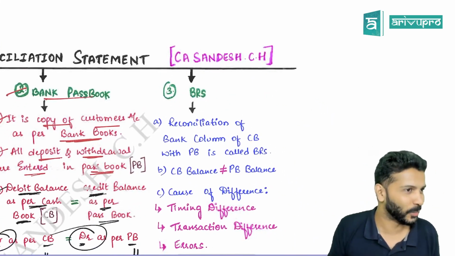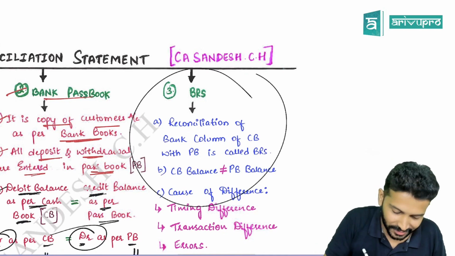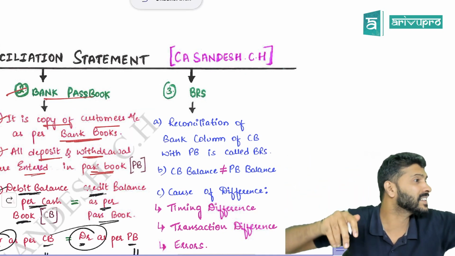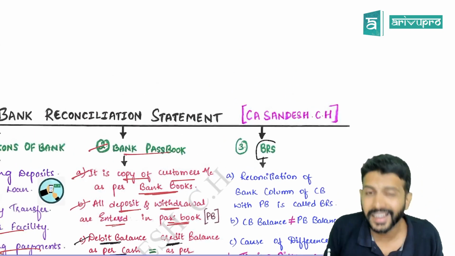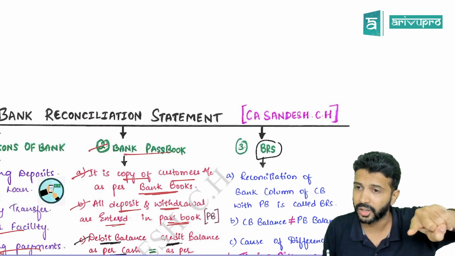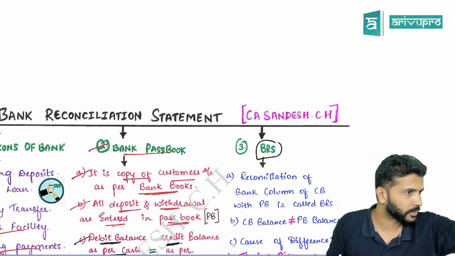Husband, wife and all they do, no? Like the matching they do. Like that, here we are trying to match two things. That matching activity, we call it as what? Bank reconciliation statement. So to match something, you need two components.